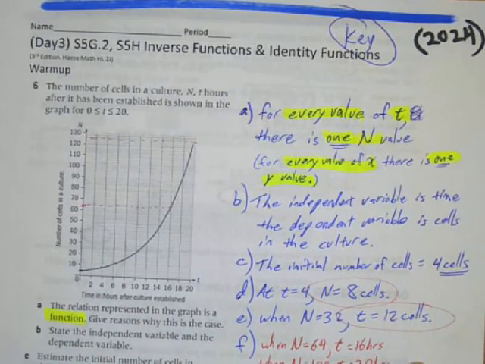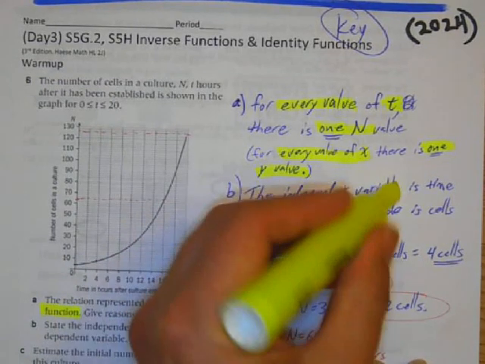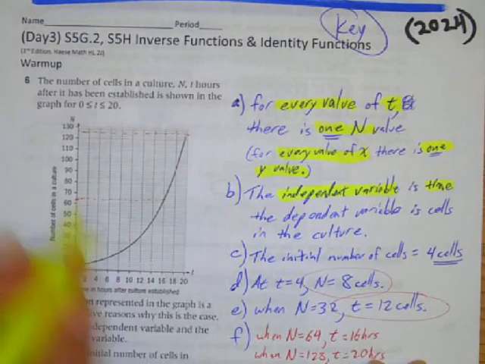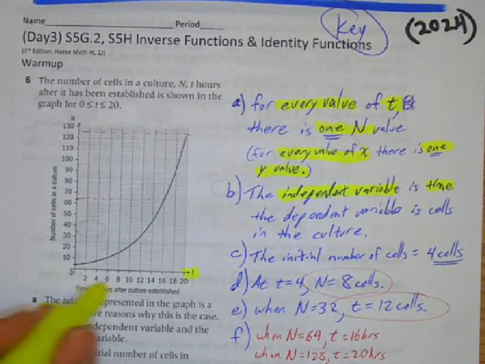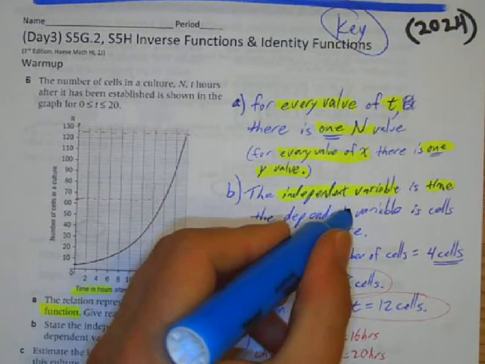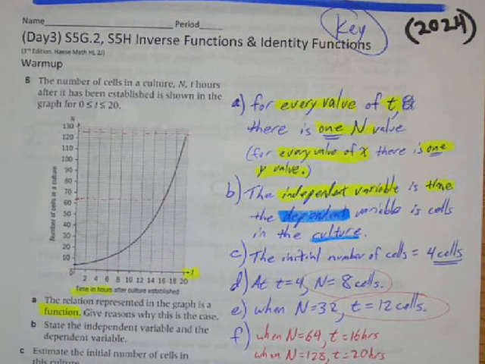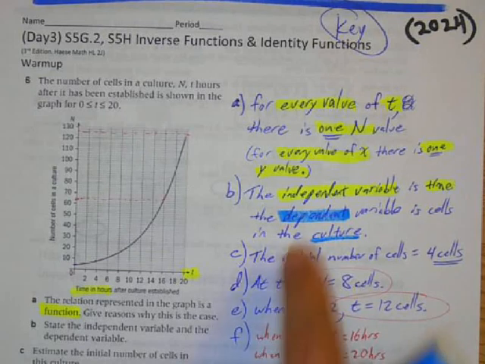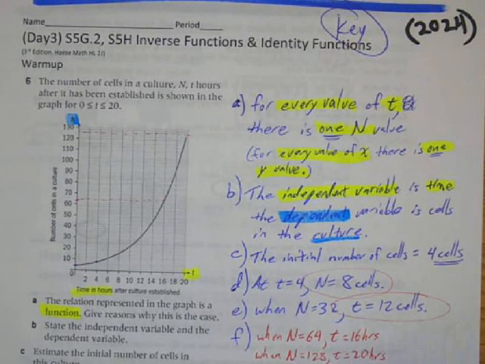Okay, let's look at question 2. State the independent variable and the dependent variable. So the independent variable is time. Okay, that is our independent variable. And our dependent variable is the cell culture. Okay, so our dependent variable is the cell culture n.